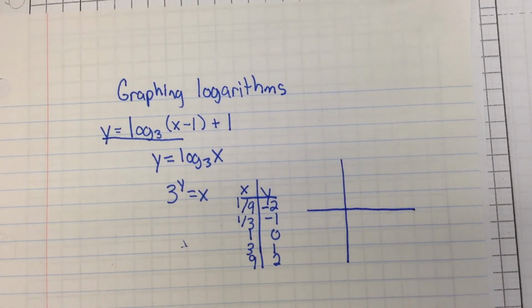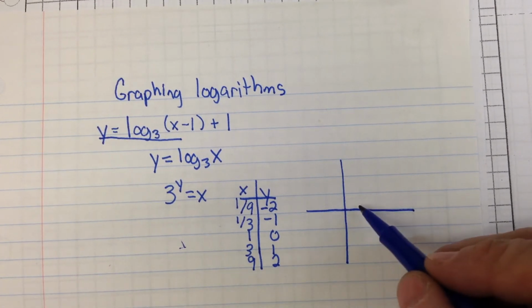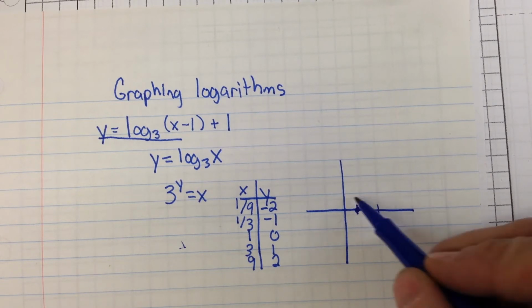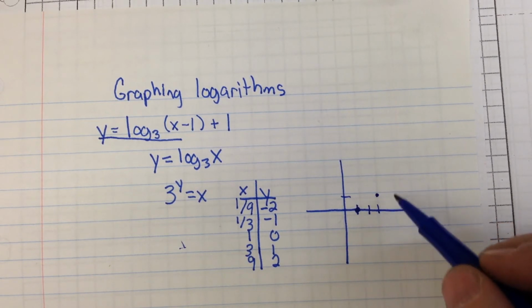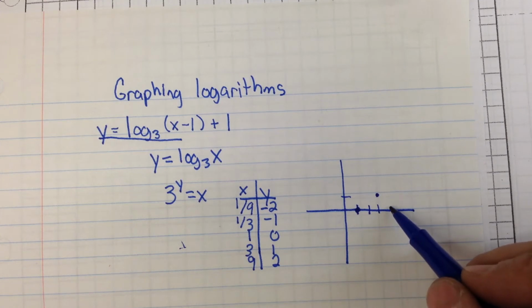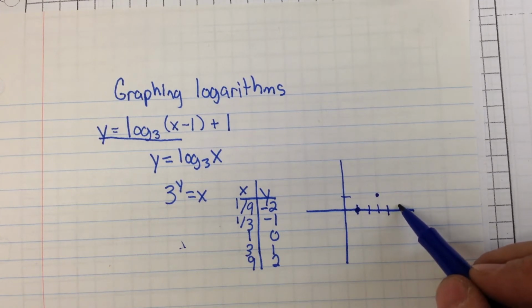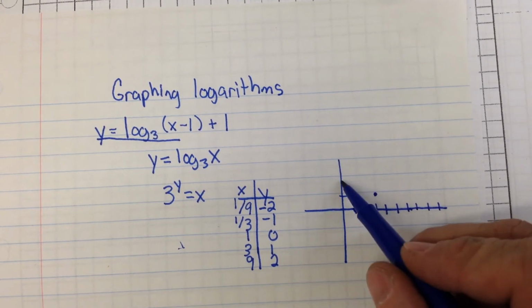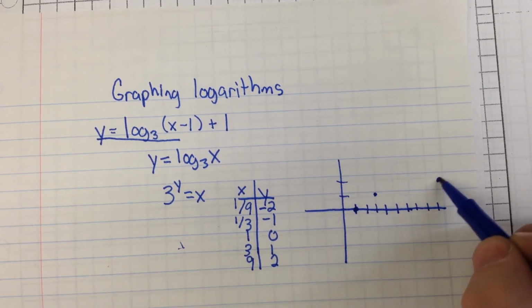By the way, this is the parent function we're graphing. We're not graphing all the transformations yet. We're going to graph 1, 0. That's always a given. 3, 1. And 9, 2. I am going to run out of room for 9, 2, but let's try to make it happen anyway. 4, 5, 6, 7, 8, 9. Great. 9, 2. So it really starts to flatten out there.